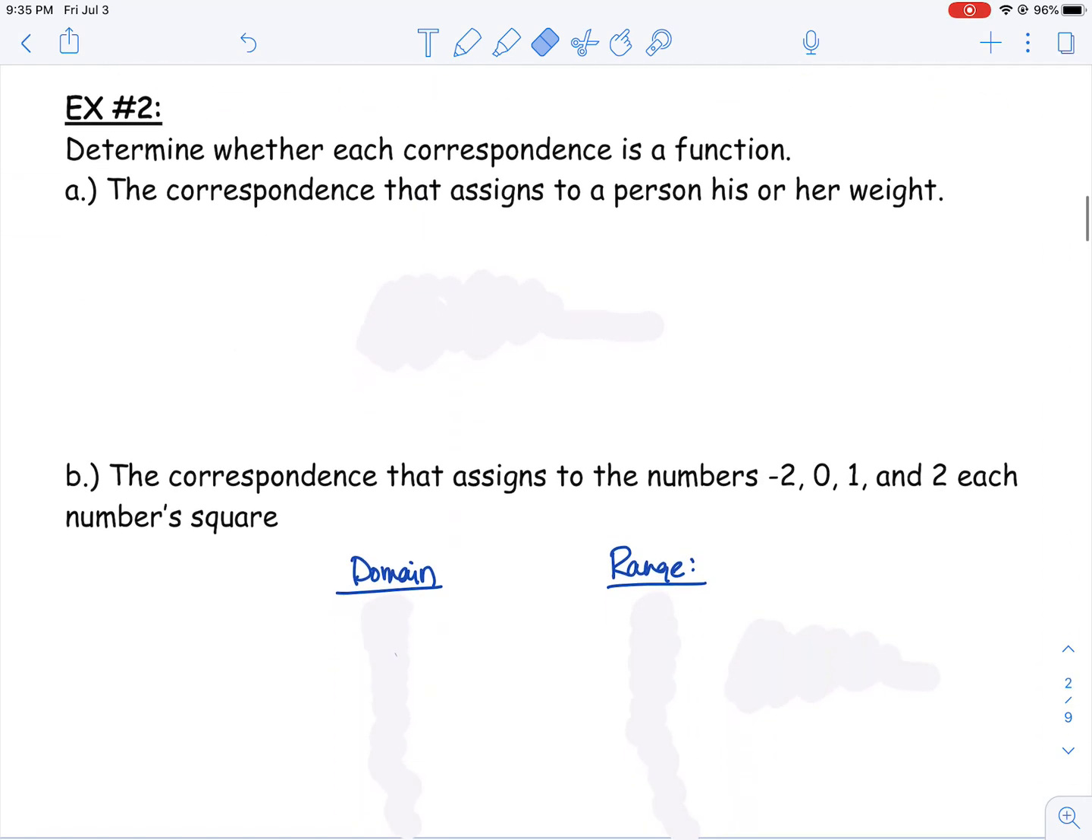All right, let's look at example number 2 in this video also. It asks us to determine whether each correspondence is a function. And so this time they give us kind of a word problem. It says in A, the correspondence that assigns a person his or her weight. Well, if I ask you what your weight is, don't you just have one weight? Okay, well, it might vary a little bit from day to day depending on what you were eating the night before. But that is a function because if I ask you what your weight is, you would really just give me one answer for that particular moment. So in that instance, it would be a function.